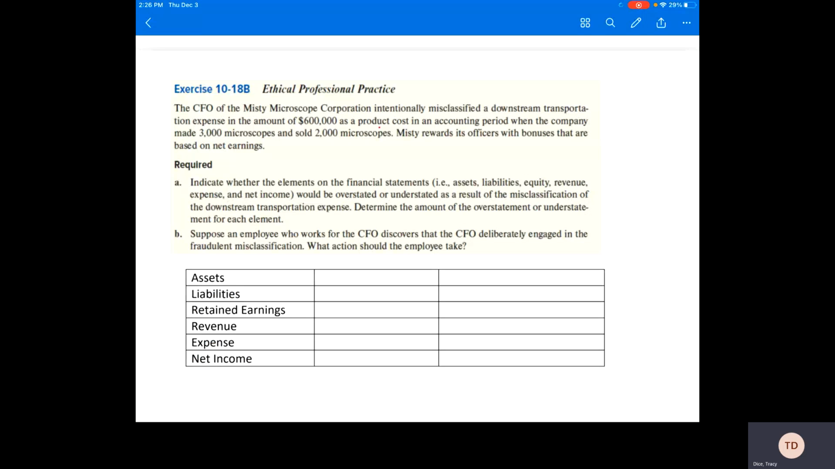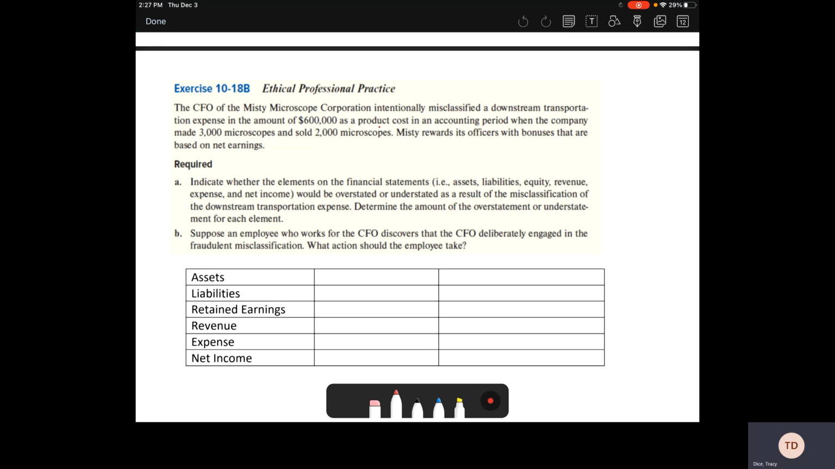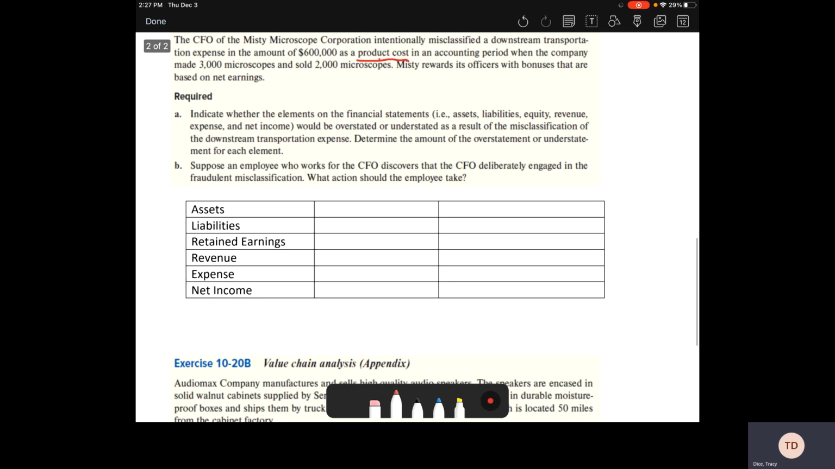Hello, everyone. This video is going to cover exercise 1018B, looking at the ethical professional practices. In our example, we have a CFO who is intentionally misclassifying a downstream transportation expense in the amount of $600,000 as a product cost instead of a period cost. During that time period, they created 3,000 microscopes and sold 2,000 of them. Misty, the CFO, rewards its officers with bonuses that are based on net earnings.